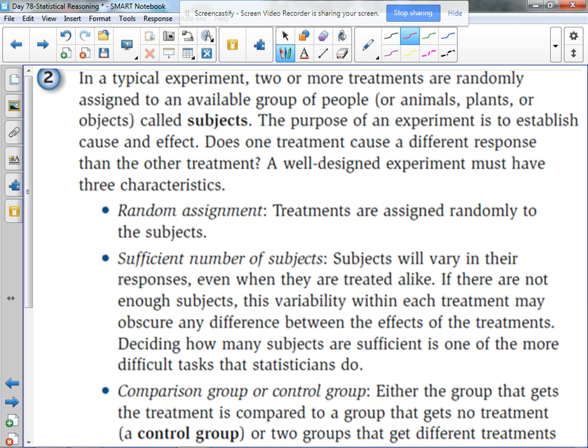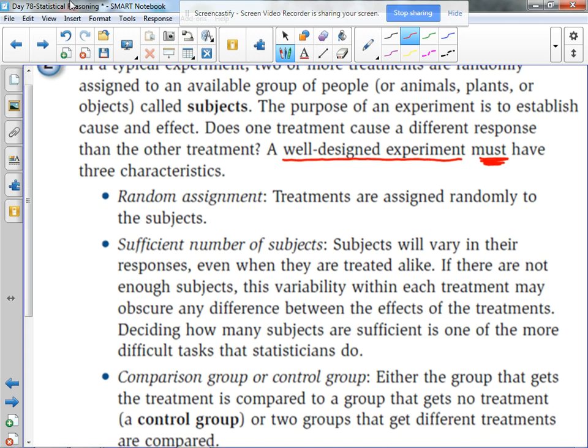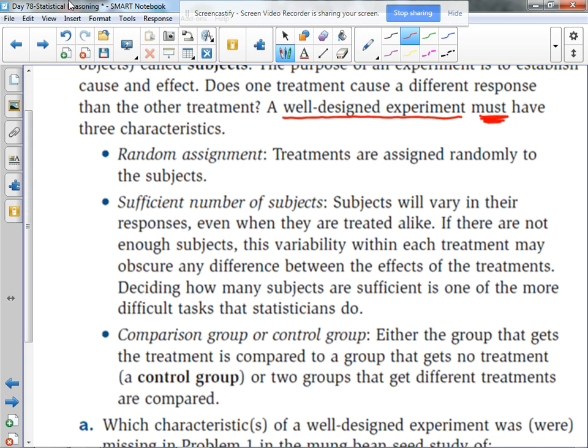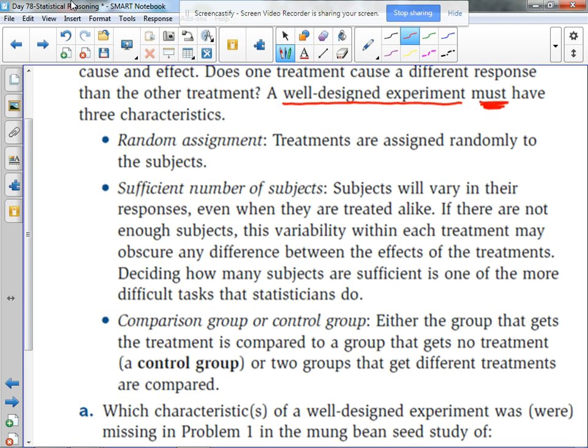A well-designed experiment must have 3 characteristics. And we saw these in the previous problem. You must have random assignment. The treatments must be assigned randomly to the subject. You can't pick specific ones to receive a specific treatment, or you're introducing bias. You must have a sufficient number of subjects.